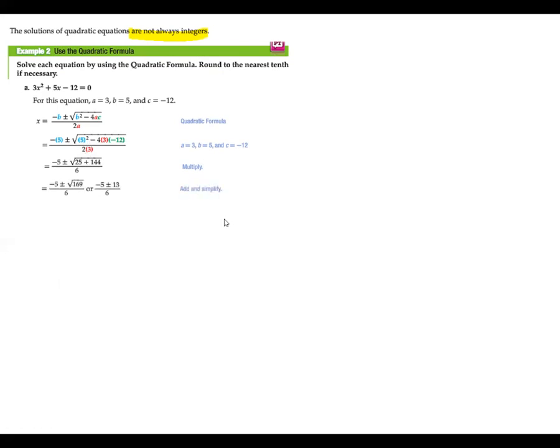And that gives you negative 5 plus or minus the square root of 169, which is 13, all over 6. So I would do negative 5 minus 13 over 6 and negative 5 plus 13 over 6. Okay? Make sure you subtract or add in the numerator first before dividing by the 6. And you end up with negative 3 and 4/3. And so those solutions are negative 3 and 4/3. Now this said round to the nearest tenth. 4/3 is actually 1.3 repeating. So you could round it to 1.3.